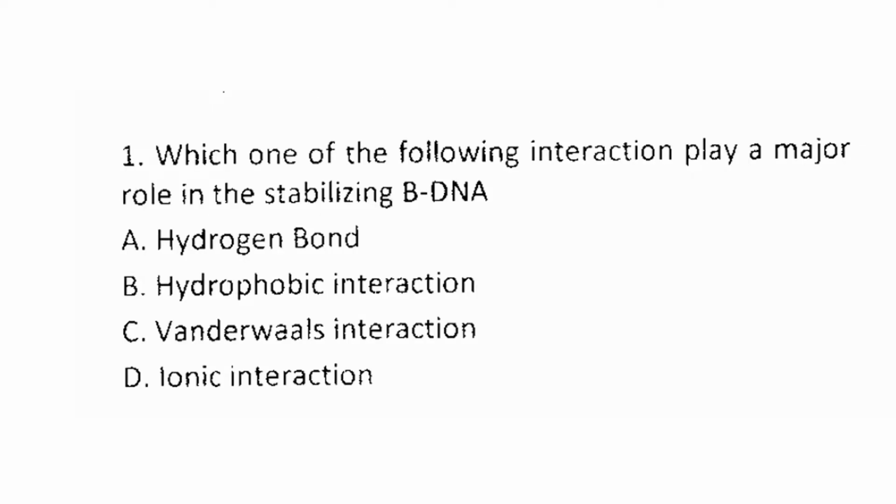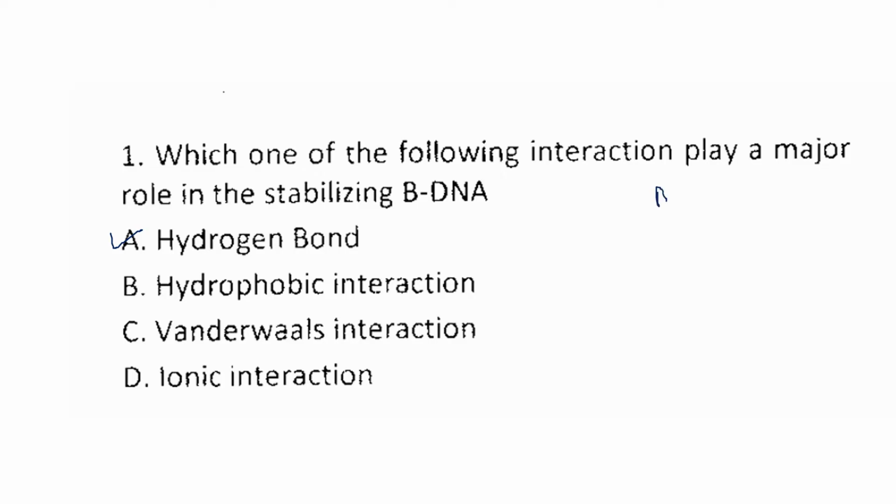So the first question is, which one of the following interactions plays a major role in stabilizing B-DNA? The options are hydrogen bond, hydrophobic interaction, van der Waals interaction, and ionic interaction. Actually all four of these interactions play a role in stabilizing B-DNA, but among these, hydrogen bond is the major force responsible for B-DNA stability.